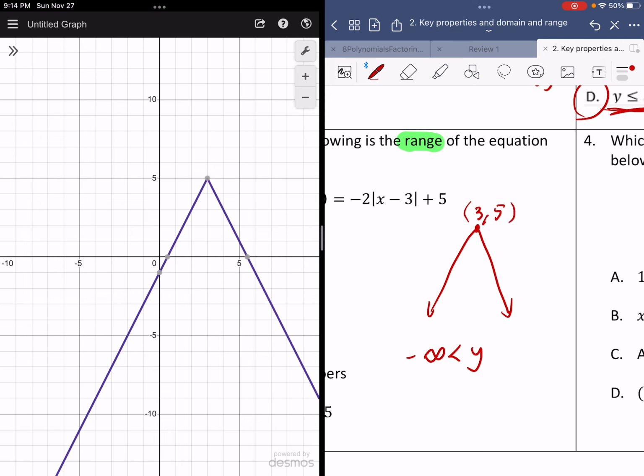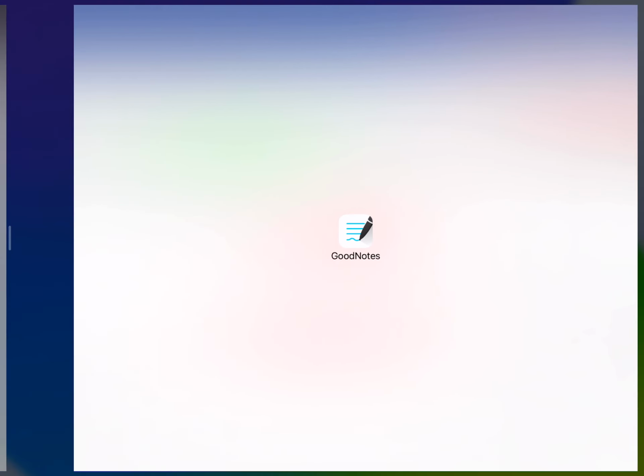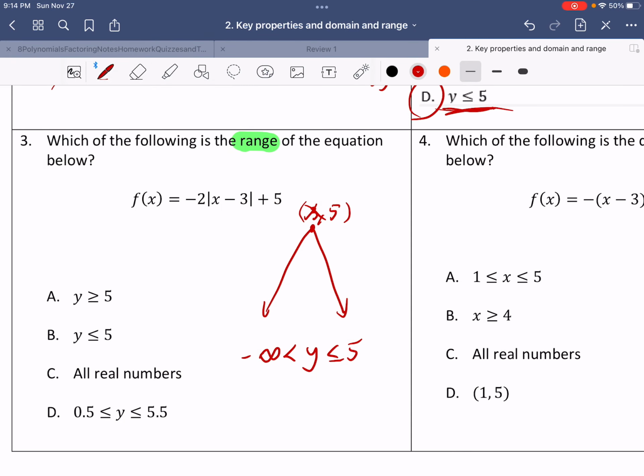The y value is what? 5. 3 is the x value, so you don't use it. So here we go. We're not going to use infinity, we're going to use y is less than or equal to 5. The problem is, do we have to flip it? No. So the answer is going to be B. Not this one. Y is not a real number. Domain is a real number.